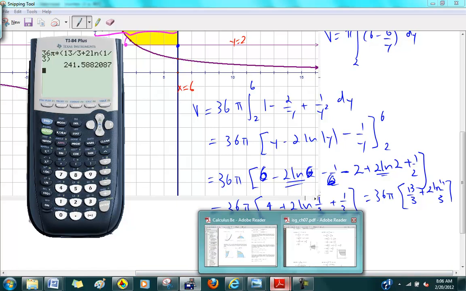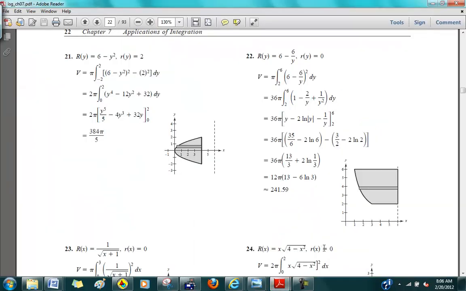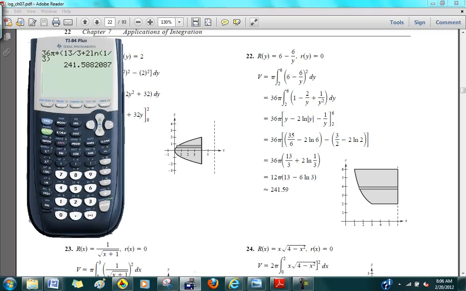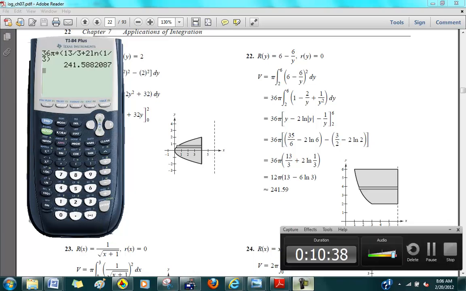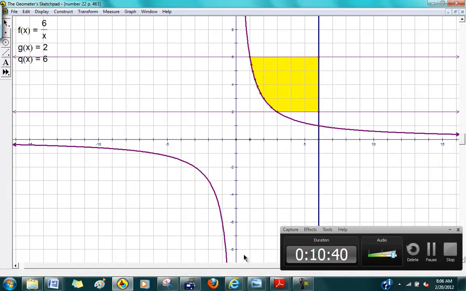Take a look at the answer, see what we have. 241.59. Okay, so right there. So this was the volume of a solid of revolution obtained by rotating something about the y-axis or some other vertical axis. Okay, all right, so this is the end of 7.2b, and the next one is going to be 7.2c.